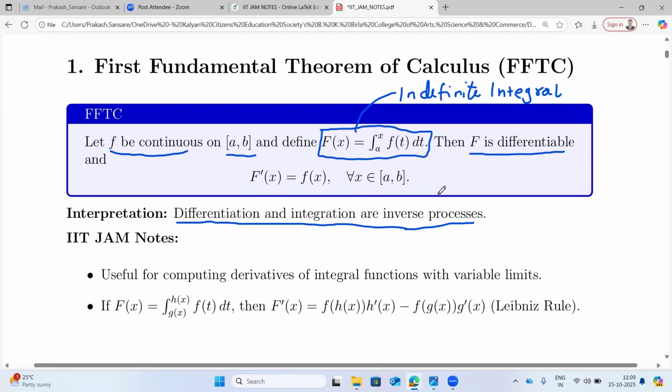So what you require for the first fundamental theorem of integral calculus: number one, f should be continuous, and second, you should have an indefinite integral of f, that is, F of x equal to the integral from a to x of f of t dt. If you have these two things, then you can straight away say this indefinite integral is differentiable. Moreover, the derivative of this indefinite integral, F dash x, is basically small f of x.